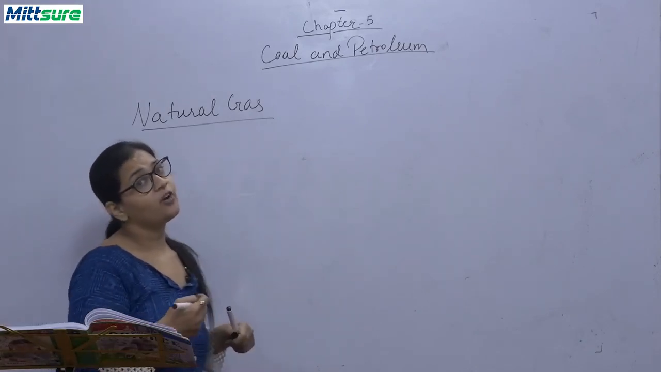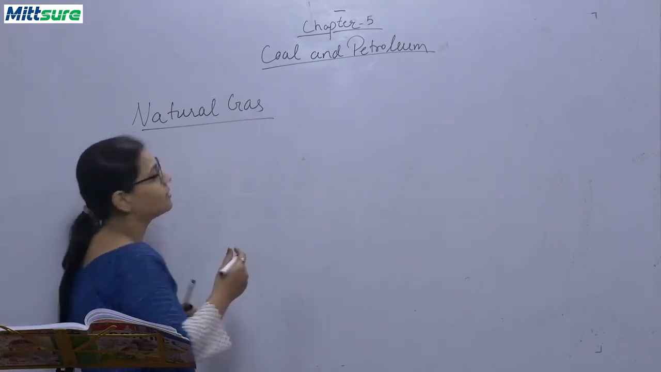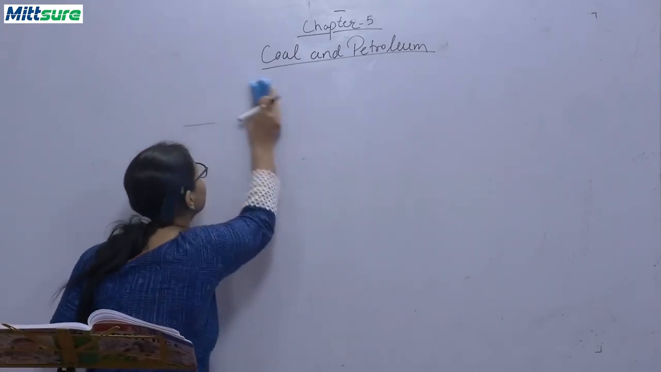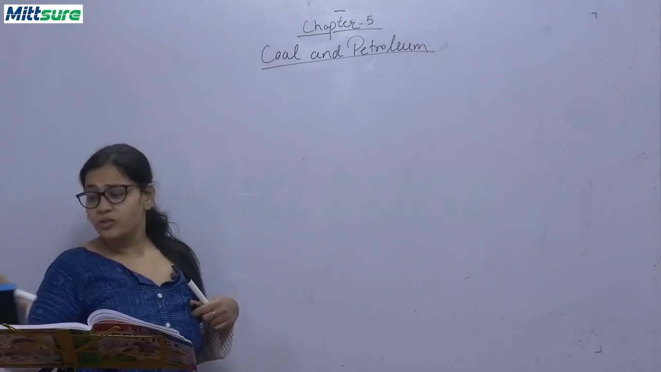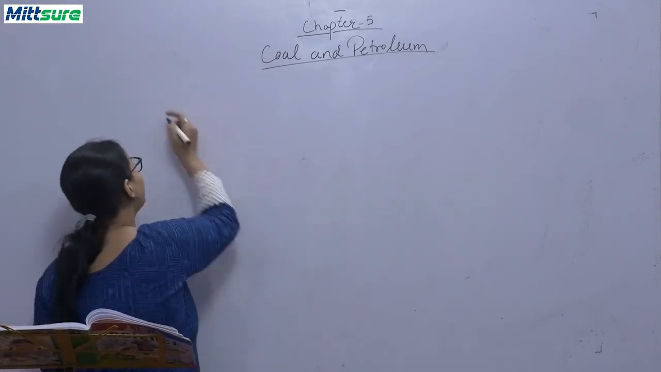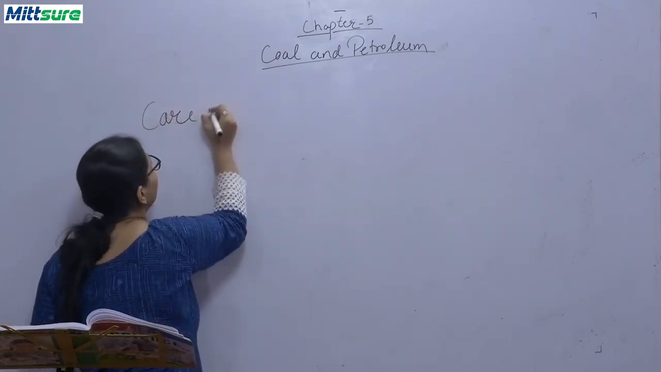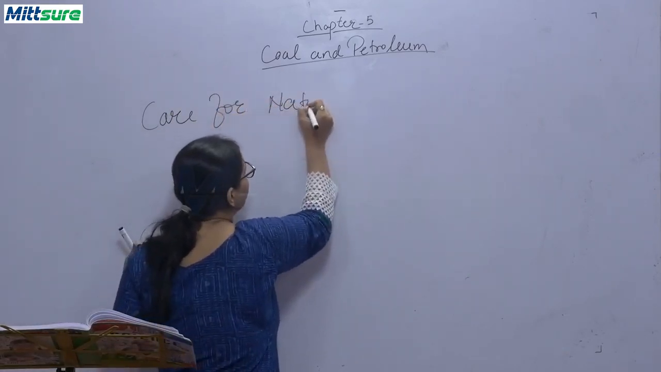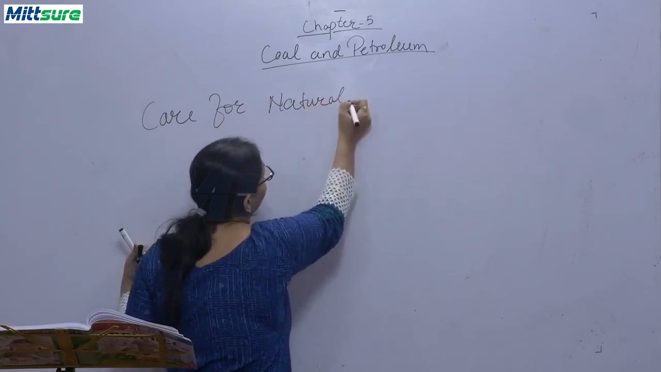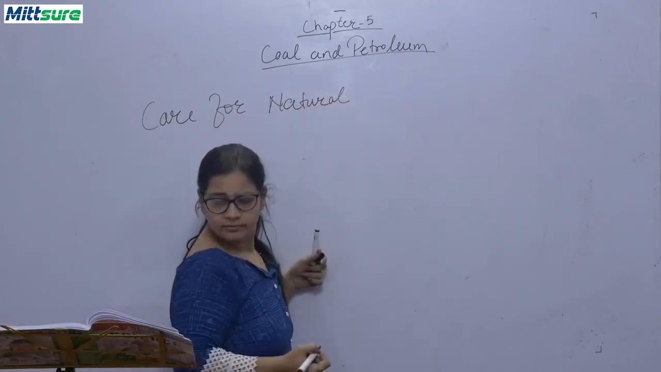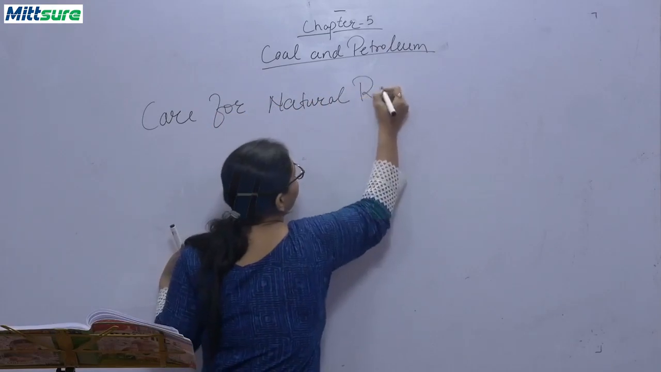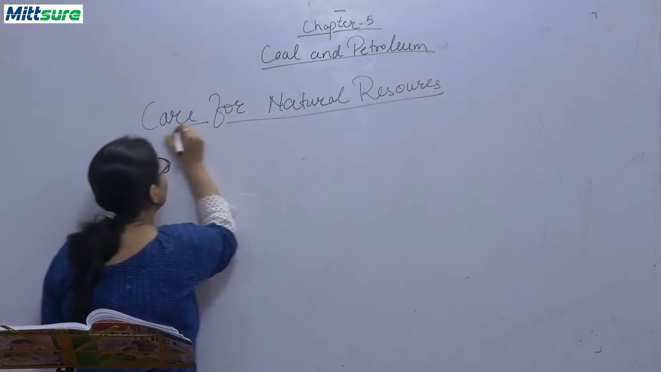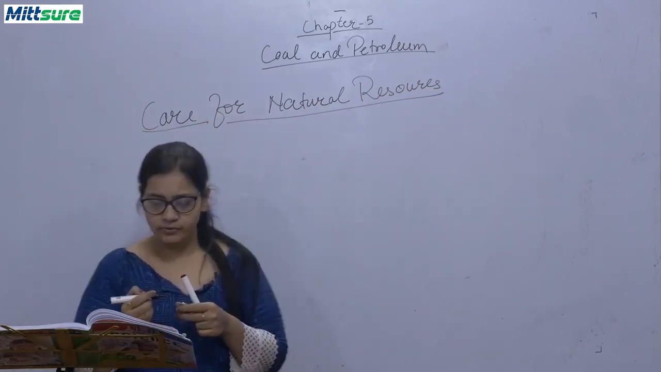Now, care for natural resources. The next heading is care for natural resources. As these natural resources are non-renewable, we should take proper care of them so that they do not get exhausted very soon. So we should take proper care of this. How we can take care of these natural resources, we will be studying.